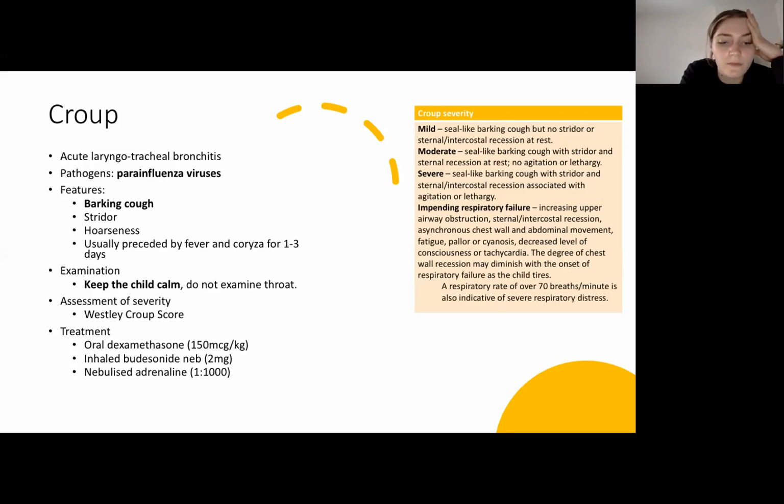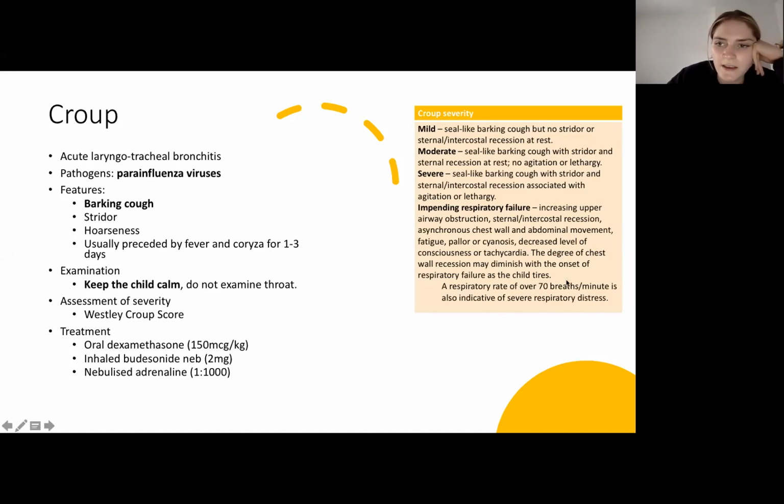So children get dexamethasone in GP. If they come in with it, everyone will get dex. If in A&E, quite often they'll give them an inhaled budesonide neb as well, and I've seen them used quite a few times. So these are more for the more severe croup cases.